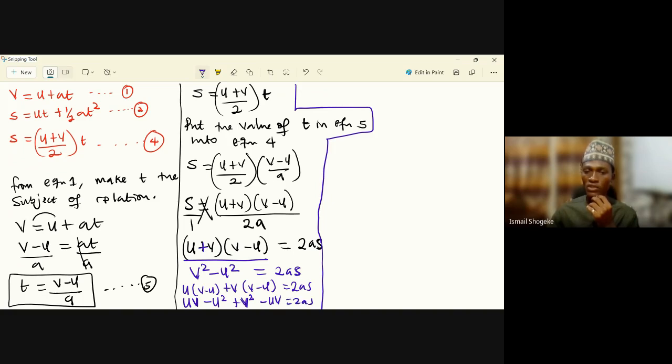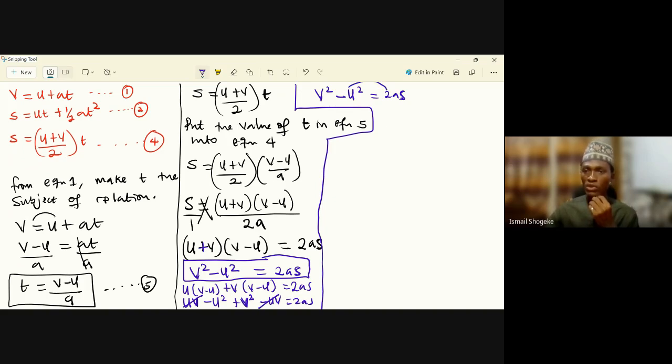I'm going to write this V squared first because it has a positive sign. V squared, I'm going to bring this negative U squared beside it. Then UV minus UV, that will give us a 0. So UV cancels minus UV. So we are left with what? 2AS. So even if you know difference of two squares, and if you don't know difference of two squares, you're still going to get the same thing.